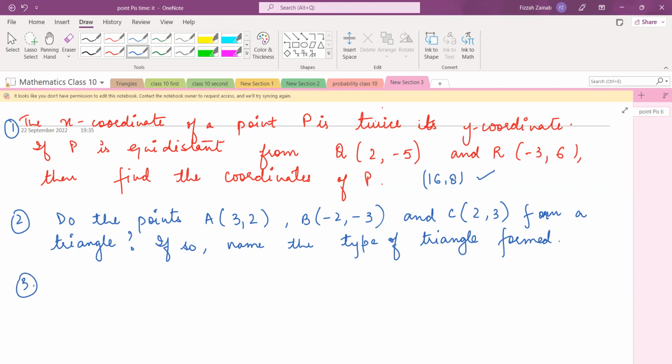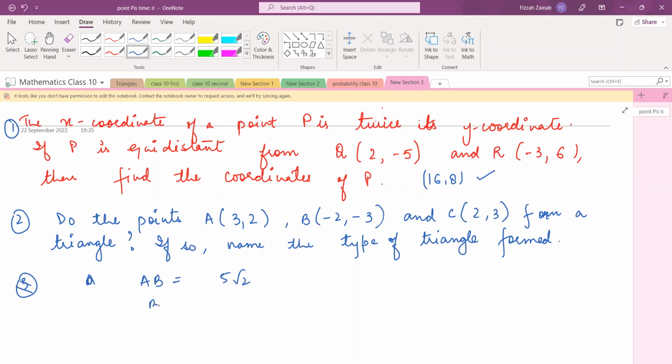Ma'am, done. Okay, which type of triangle is this? Ma'am, isosceles triangle. Okay, why? Ma'am, two of the sides are same and one is different. Okay, so basically you must have got this thing here that if it is a triangle, how much is your AB? Can you tell me? Ma'am, 5 root 2.